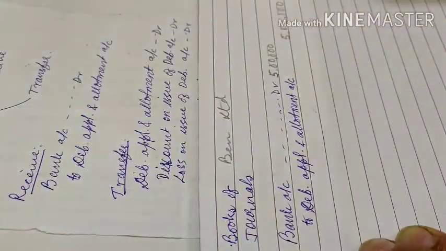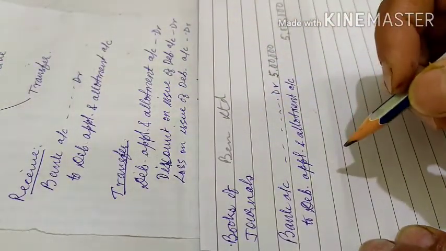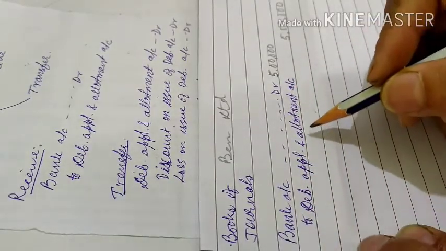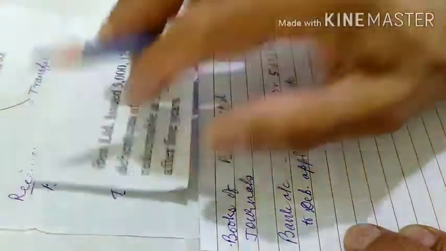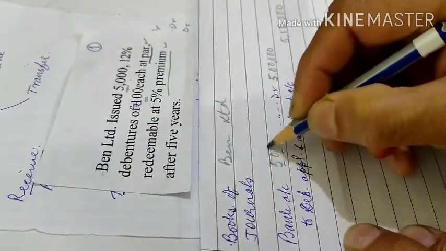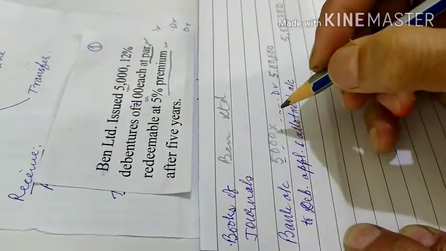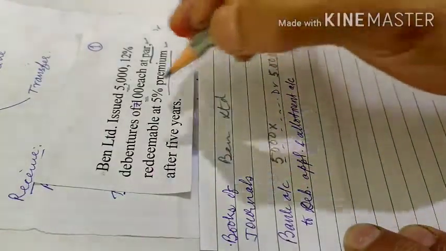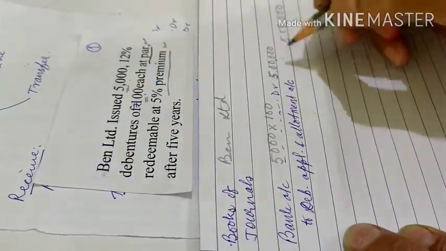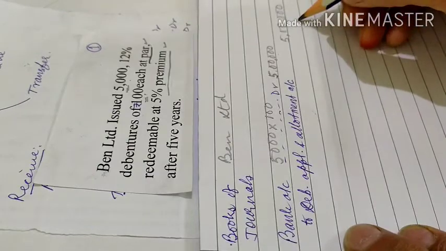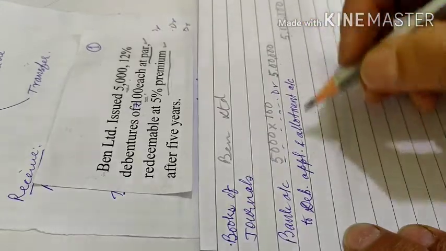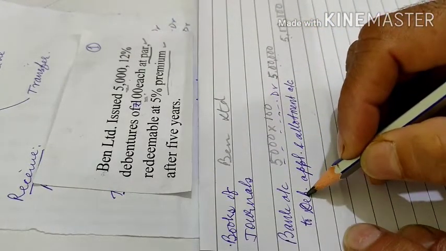So we have the receive entry, bank account debit to debenture application and allotment account. Now how many debentures are issued? We have the number 5,000, so this is 5,000 debentures into the face value. Face value is rupees 100 here, so you have 100, which gives you 5 lakhs. So on both sides the amount is the same, 5 lakhs on the debit, 5 lakhs on the credit. So this becomes the entry for the receive.